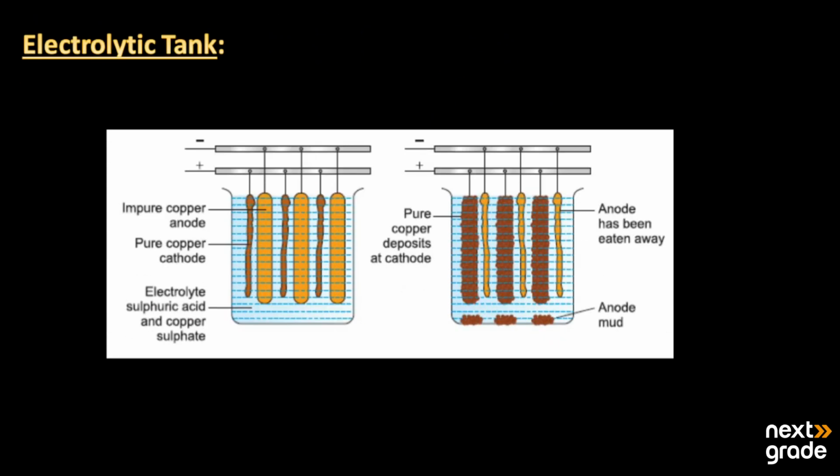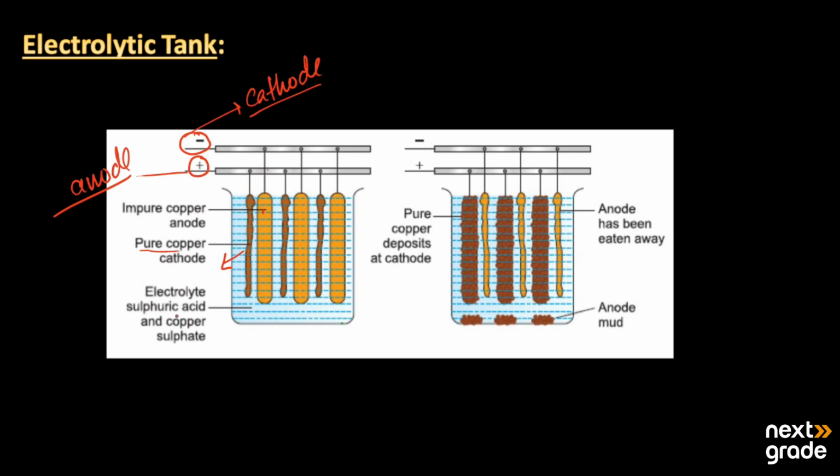Now this process basically takes place in an electrolytic tank. What do we mean by the electrolytic tank? This is basically the electrolytic tank, and you can see that we have attached the battery with the positive as well as the negative ends, where the negative end is called the cathode and the positive part is attached to the anode. Here you can see the impure copper, which is the anode, attached to the battery, and here the pure copper is working as the cathode.